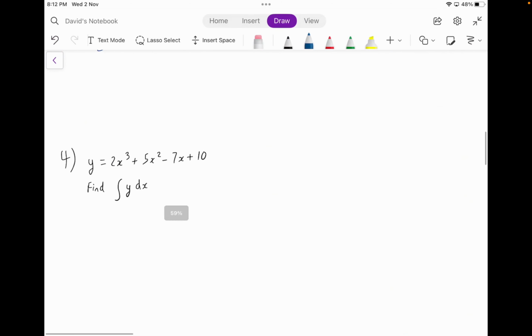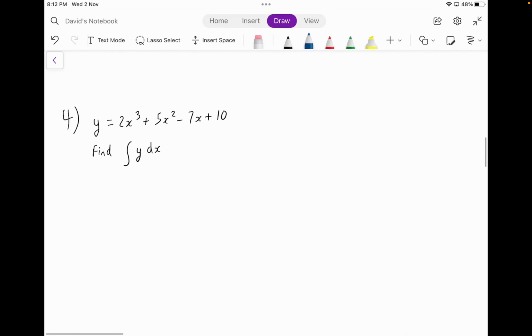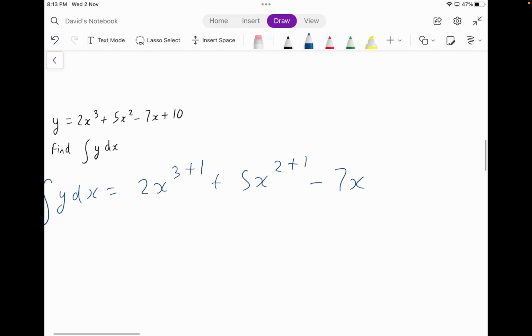Now the fourth question is, now we're dealing with more integration type questions. So what we're going to do is find the integral sign of y dx. The first step is, integral sign of y dx, that's going to become 2x, the power is going to be at positive 1. 5x2, just add positive 1, negative x. Since x is 1 raised to power 1, you're going to add positive 1 to the power.